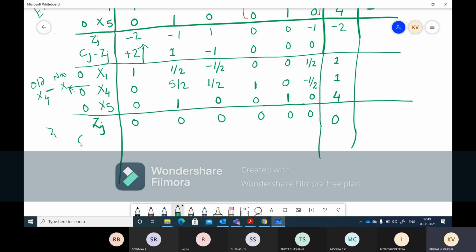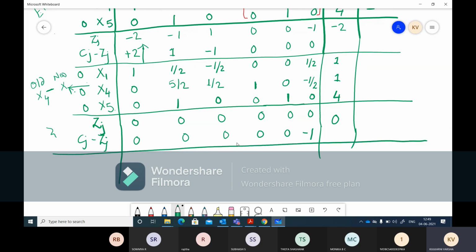Right? And now Cj minus Zj. You know that on the top, all the coefficients are 0, right? So this will also come as 0. Only here it will come as minus 1, because that is the artificial variable. Minus 1 minus 0, so it will be minus 1. That means phase 1 stops over here.